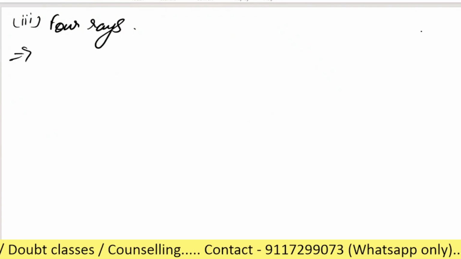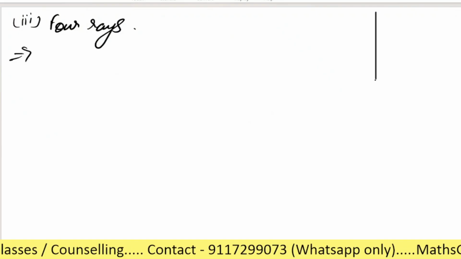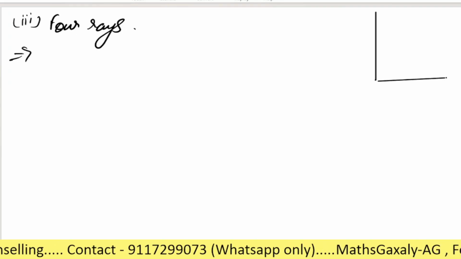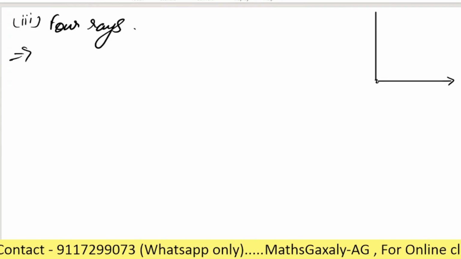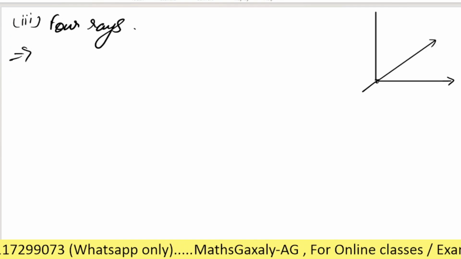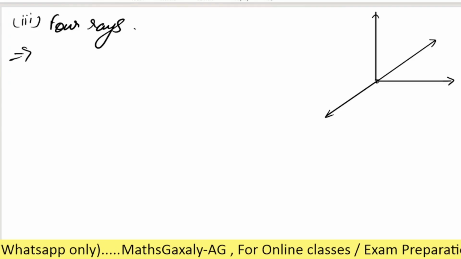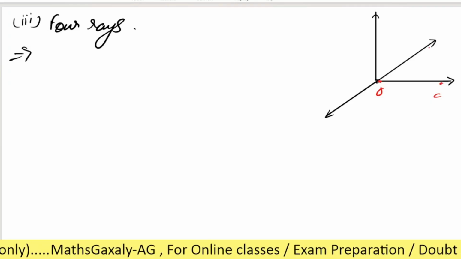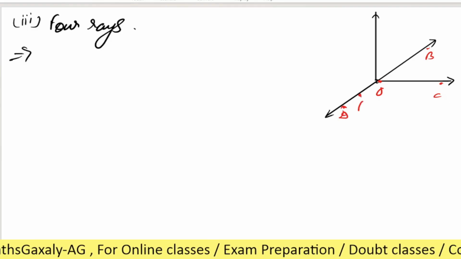Sir, it is line OB. No, ray OB. Then ray OC. Just wait a minute, let me draw it again on this page, so it will be more clear. It is like this: O, C, B, and here D and here E.